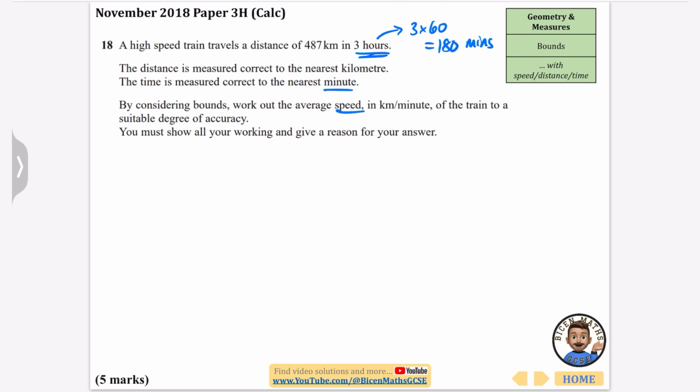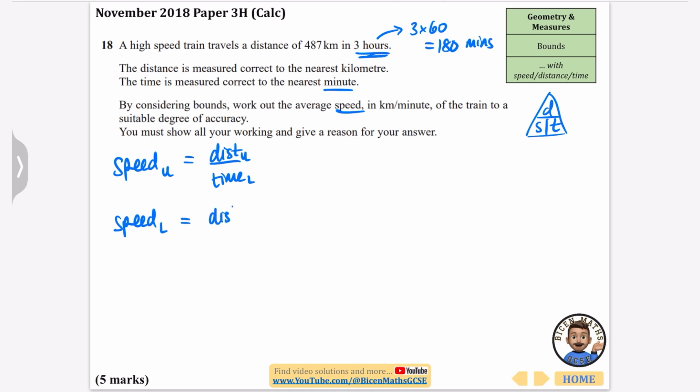So we're trying to work out the average speed. Quick reminder that speed is distance divided by time. So I'm going to do the speed upper, and then I'm going to do the speed lower. So the speed upper, remember it's distance over time, so I'm going to do the distance divided by time. Now this one I want to be the upper and that one I want to be the lower. If I'm doing the lower, I'm going to do the distance lower divided by the time upper. Remember, you're always trying to make small things on the top and big things on the bottom if you want it to be small overall.